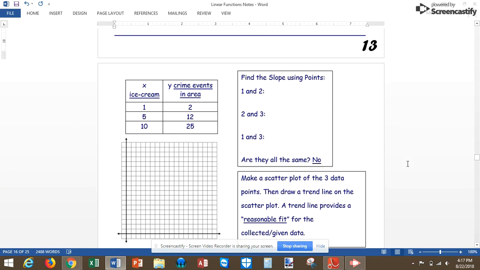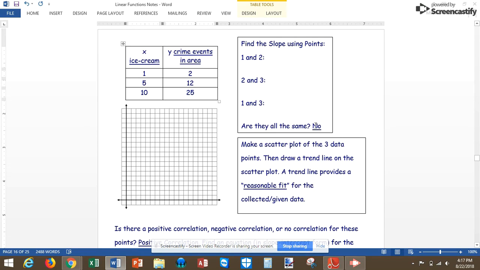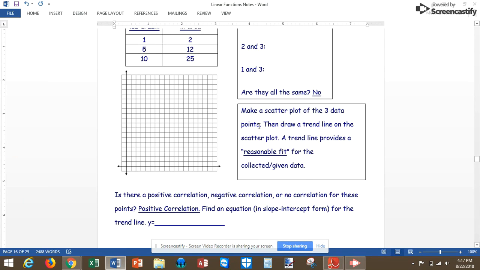On page 14, we have ice cream for the x variable and crime events in the area for y. So go ahead and plot these 3 points and then find the slope using these points. They will not all be the same slope, by the way, so you could put no in that blank. After you've done that, make a scatter plot of the 3 data points. Then draw a trend line on the scatter plot. A trend line provides a reasonable fit for the collected or given data.